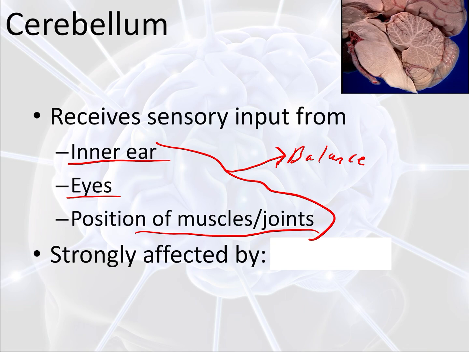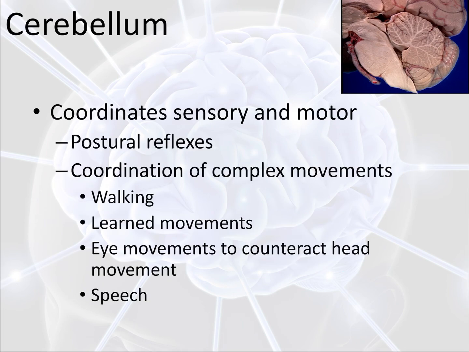Okay, this is strongly affected by alcohol, right? That's why balance gets thrown off when somebody's had too much to drink. Okay, so important for balance, so it coordinates all that sensory information and coordinates it with motor information. That's how we maintain our posture. That's how we coordinate complex movements like walking, learned movements like throwing, catching, jumping, those things.